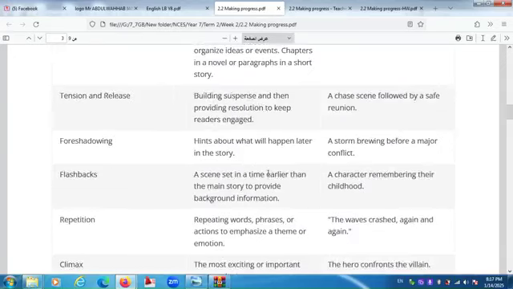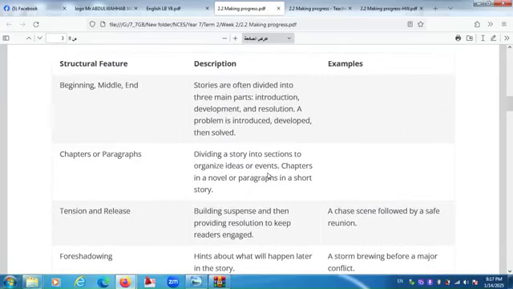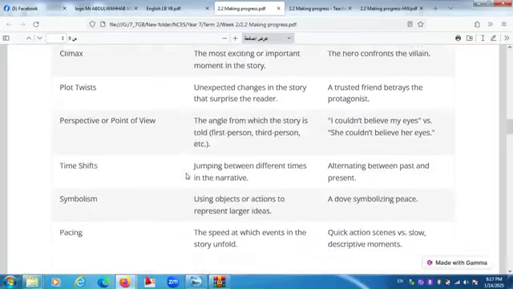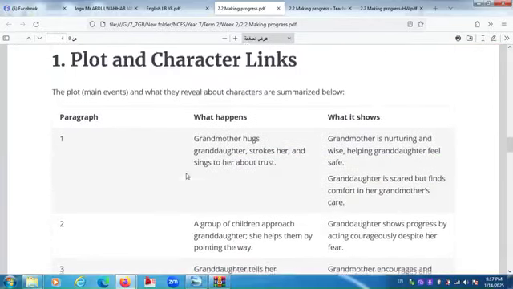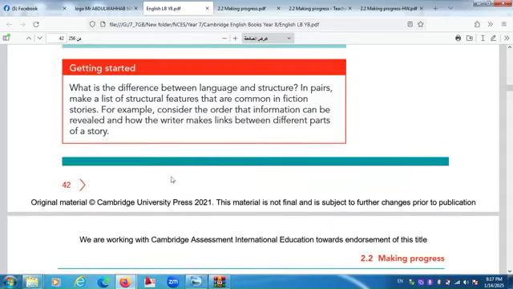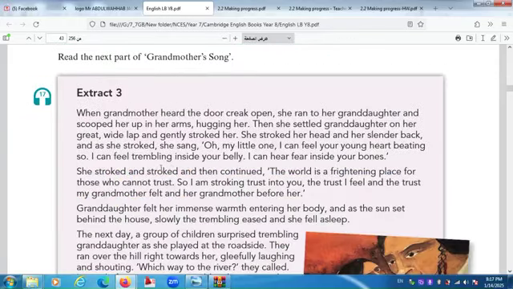That was, let's say, a comprehensive table of identifying structural features, and that's only the introduction or the getting started of the lesson. An example to show differences between structural features: what's the difference between structure and language? Let's go now to extract 3.